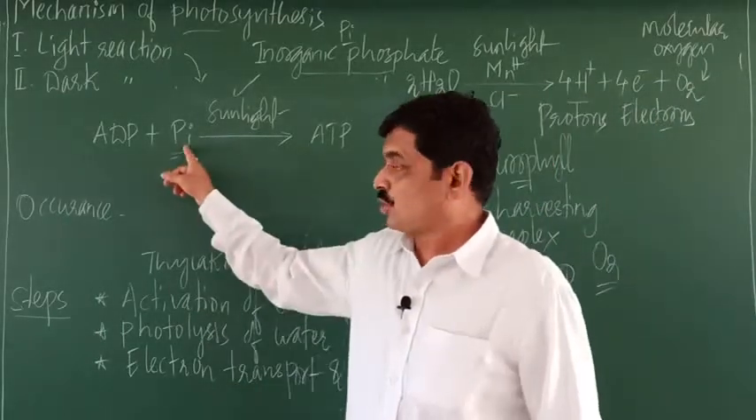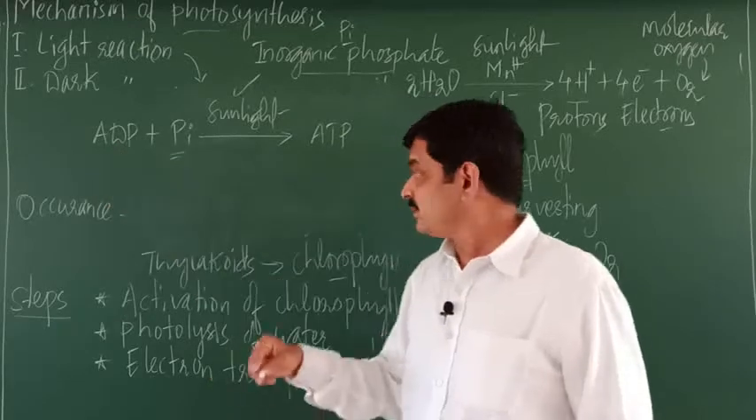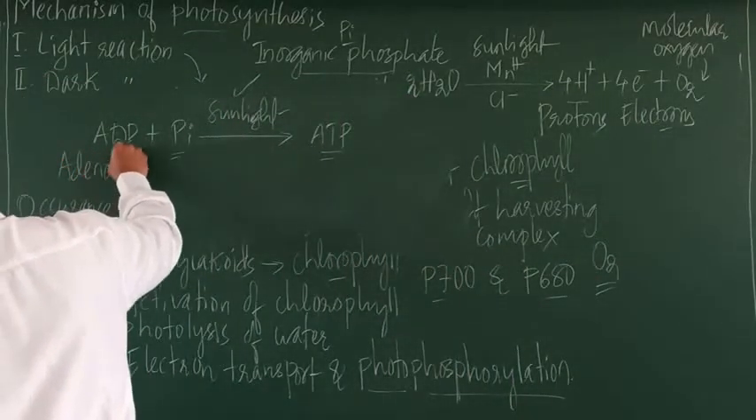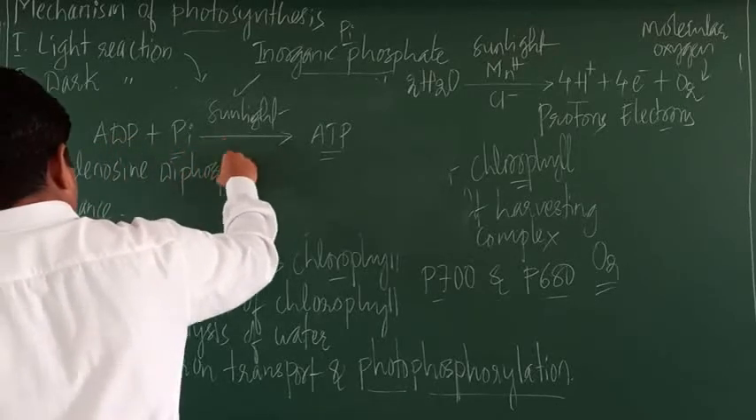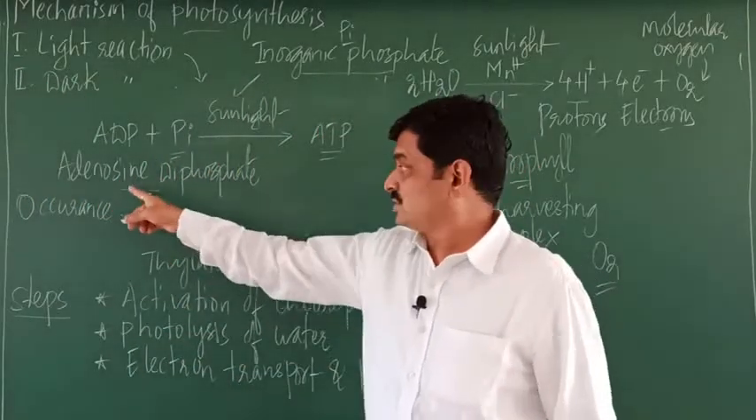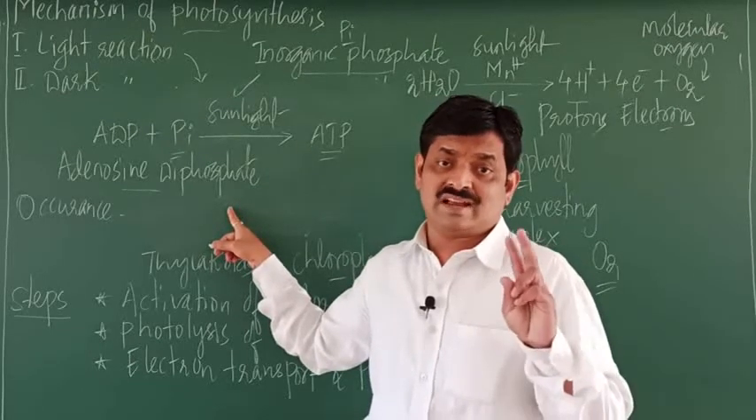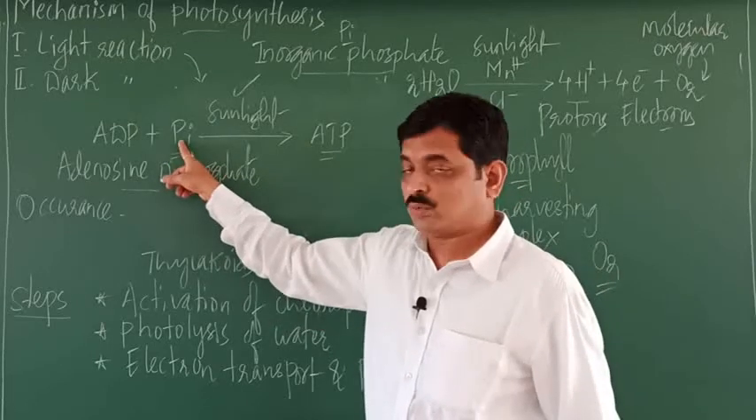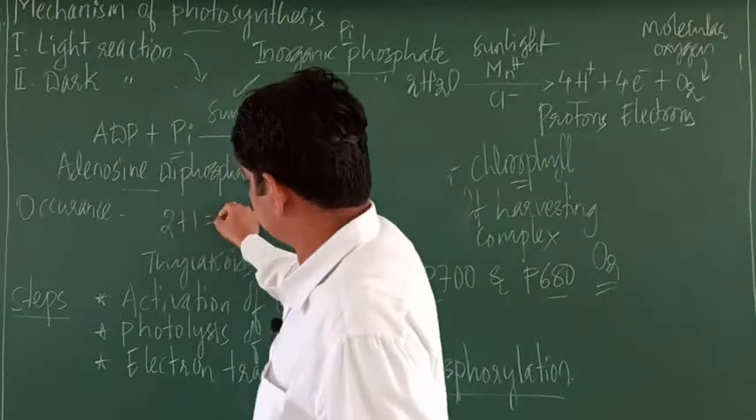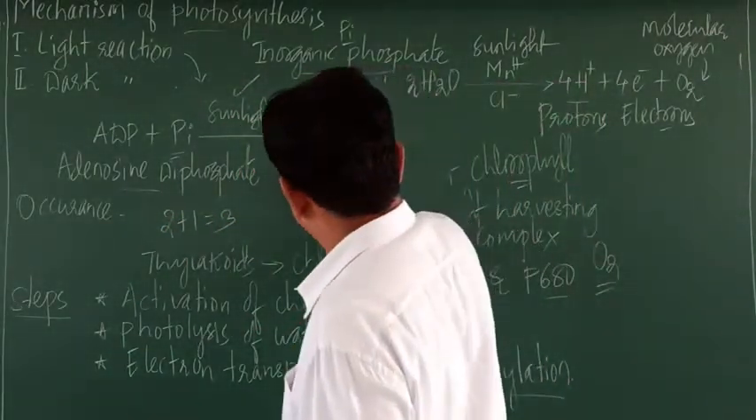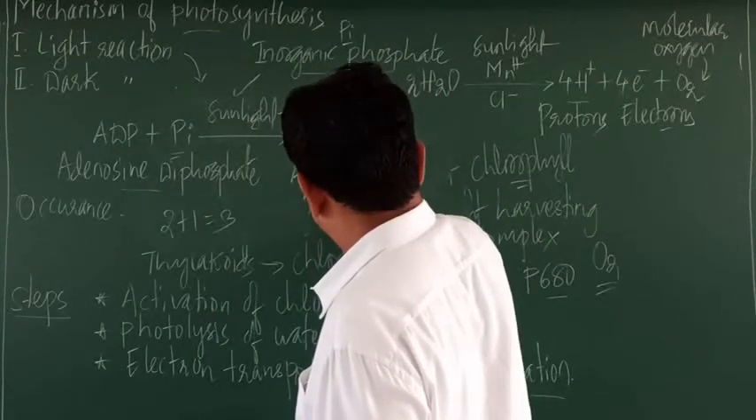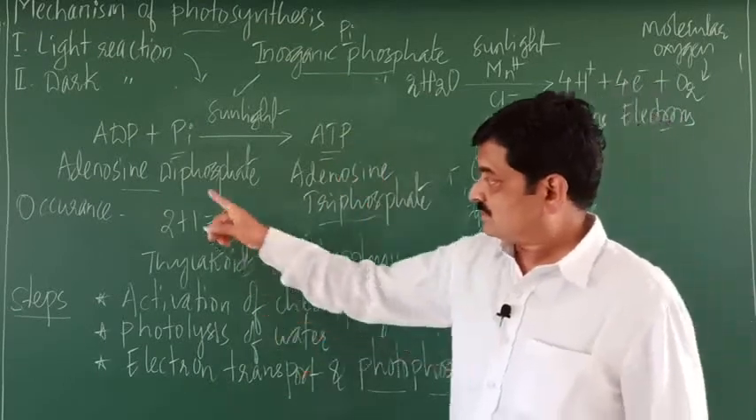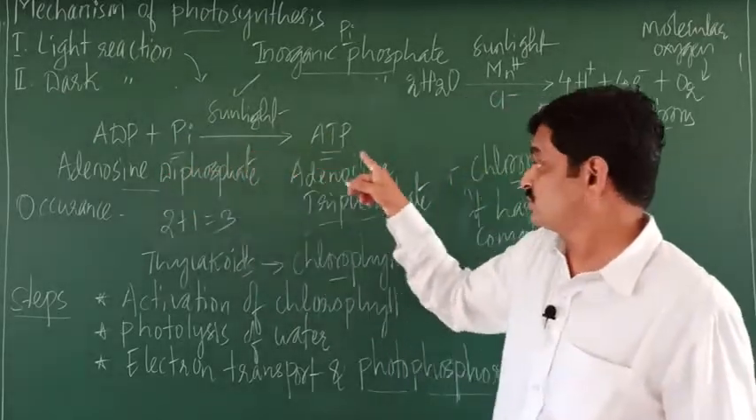Now what happens in this reaction? This inorganic phosphate combines with this compound, and what is formed? ATP is formed. So adenosine diphosphate, ADP, is adenosine diphosphate. Diphosphate means this adenosine has two phosphates. Addition of the third phosphate, or one more phosphate. So di plus 1 means 2 plus 1, 2 plus 1 is equal to 3. So this product becomes adenosine triphosphate, which is ATP. Understood this? So adenosine diphosphate by addition of phosphate becomes adenosine triphosphate.